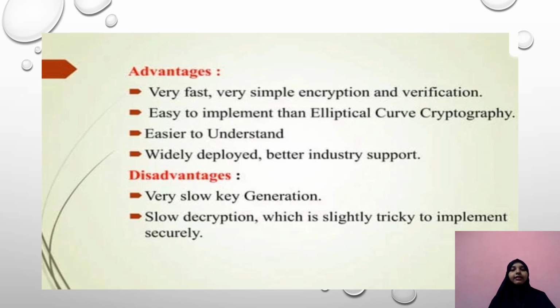So now let's have a look at the advantages of the RSA algorithm. It works very fast and it is very simple, especially the encryption part and the verification part. It is easy to implement than elliptic curve cryptography. It is easier to understand, widely deployed, with better industry support. So now let's move ahead to the disadvantages part. It is very slow during the key generation. It is slow at decryption, and it is slightly tricky to implement securely.